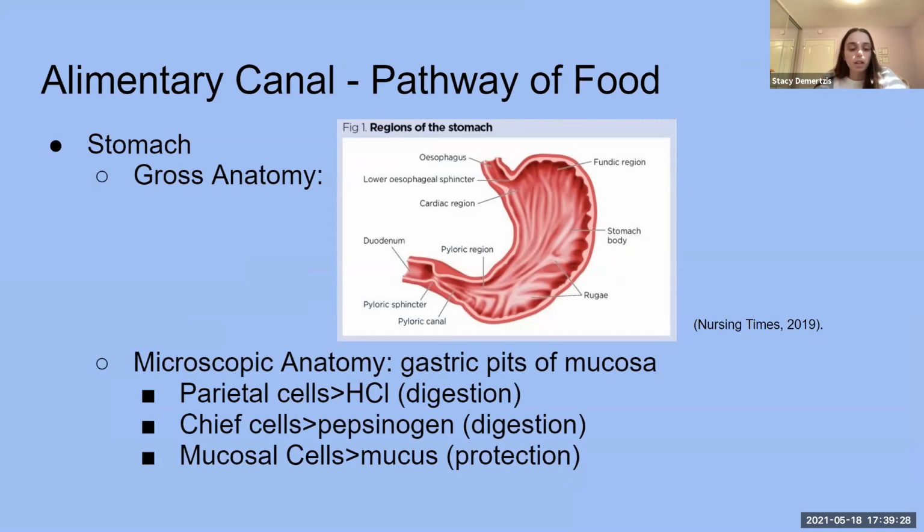So the parietal cells secrete hydrochloric acid and the chief cells secrete pepsinogen. These actions help to start or continue and promote digestion. The mucosal cells secrete mucus, and mucus is for protection. Are there any questions about the stomach before we move on?